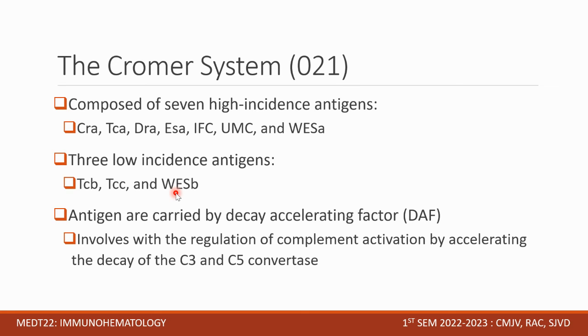The Cromer system, 021, is composed of 7 high incidence antigens, which you can read on the slide, and 3 low incidence antigens. These antigens are carried by DAF, which is decay accelerating factor. The DAF is involved with the regulation of complement activation by accelerating the decay of the C3 and C5 convertase.